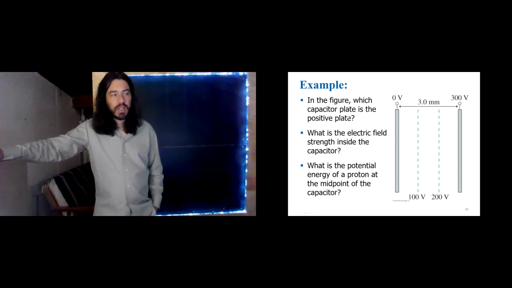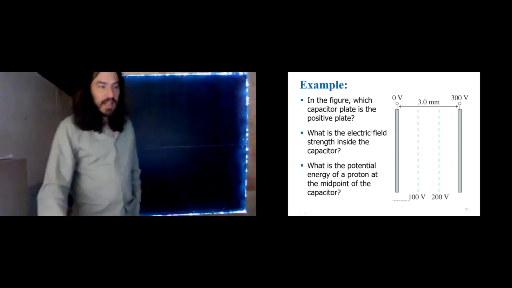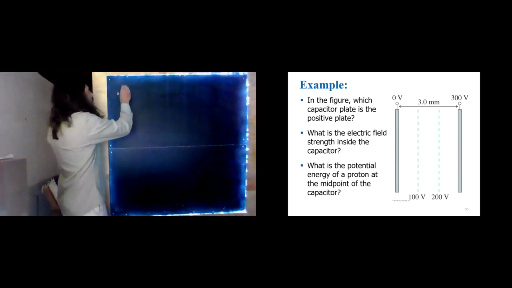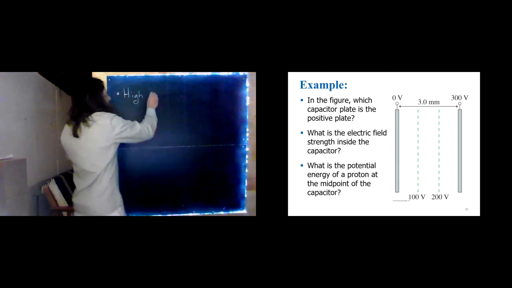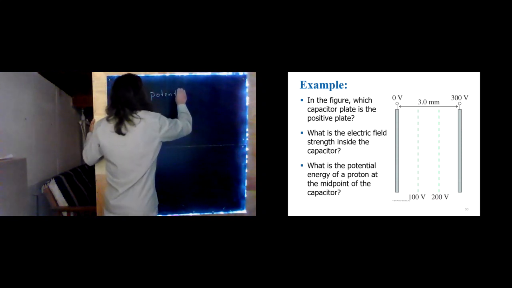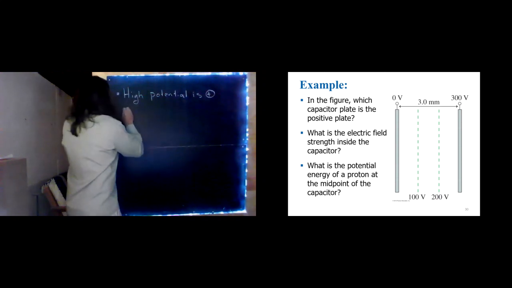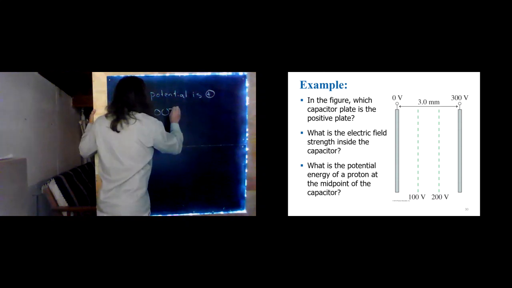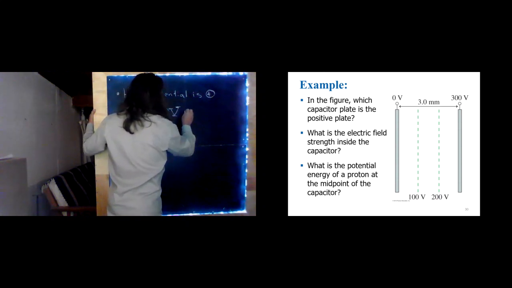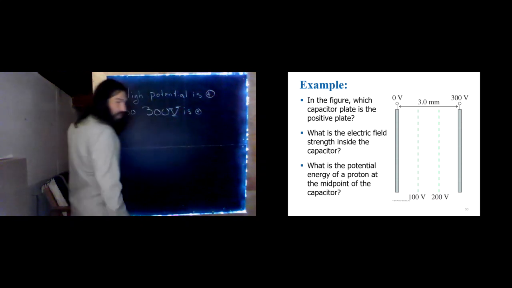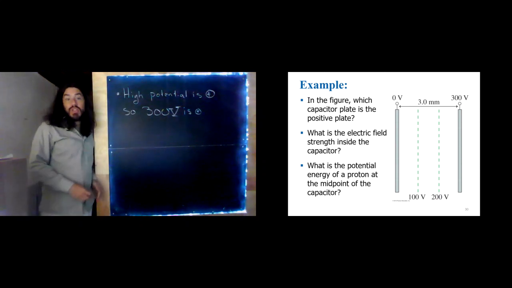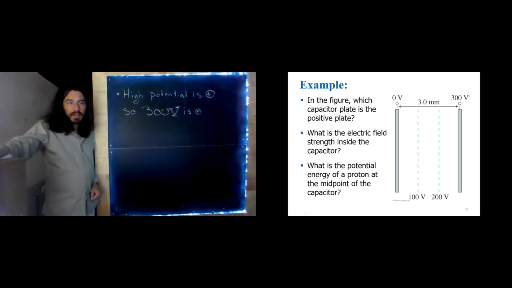So first of all, in this figure, which capacitor plate is the positive plate? Well, the high potential is positive. So it's the 300 volt side that is the positive side. Okay, so the 300 volt is the positive plate of my capacitor, and the 0 volts is the negative plate of my capacitor. Now, what is the electric field strength inside the capacitor?